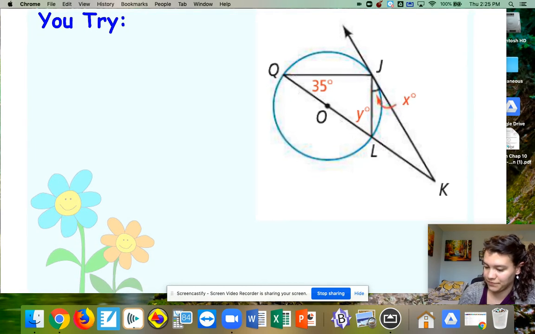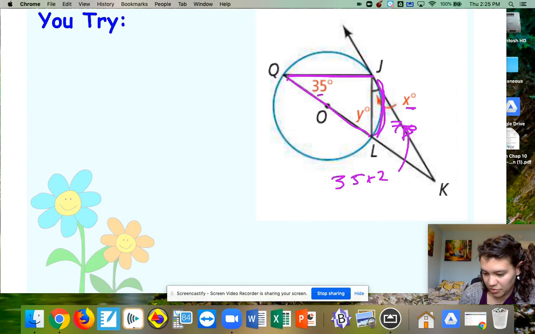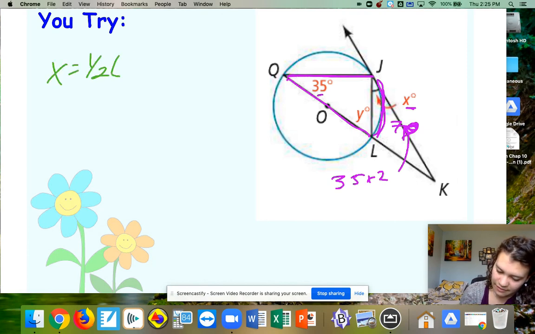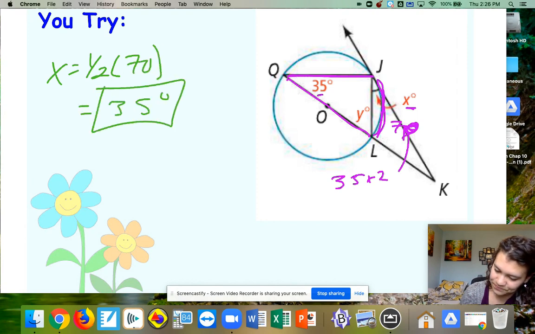Last example. Here we have 35. We want to figure out what x is. This angle comes out to J and comes out to L, so this arc has to be double 35. So it's going to be 70, 35 times 2. And then you want to figure out what x is. So we have 70 right here. X is then going to be half of 70, or 35 degrees.